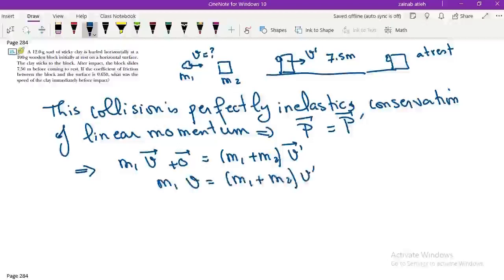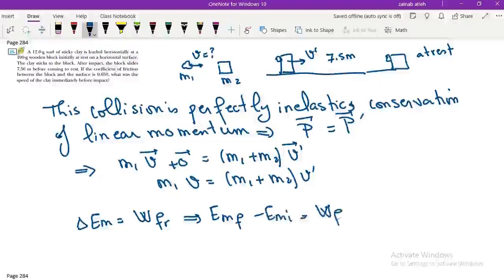Remember, I'm searching for V, the speed of the clay before the impact, before collision. I'm searching for V, but I don't have V prime. So I'm going to search for V prime using the second part of the problem, which is using the mechanical energy. Because friction is the only non-conservative force, delta E mechanical is equal to the work of friction. So E mechanical final minus E mechanical initial is equal to work of friction.